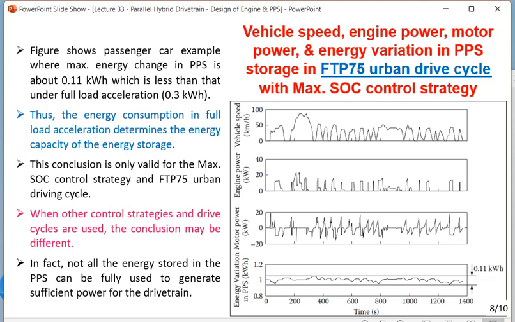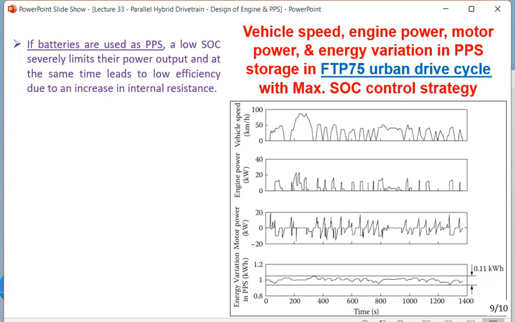Now, if there are different cases, what can the PPS source be? So far we have always been talking about the battery as the PPS source, but it can be an ultra capacitor, or it can be an ultra high speed flywheel. So for all these three cases, the secondary source can be a battery, an ultra capacitor, or an ultra high speed flywheel. What is the conclusion for each of them?